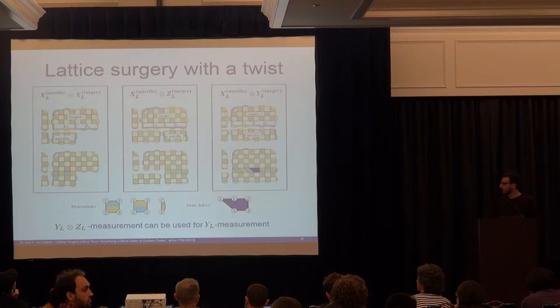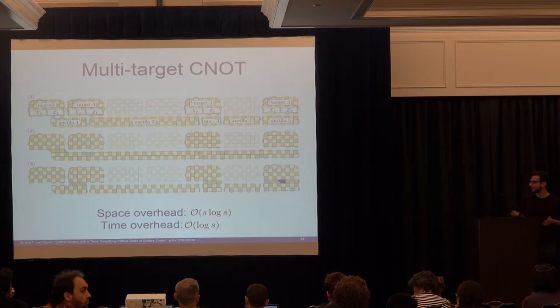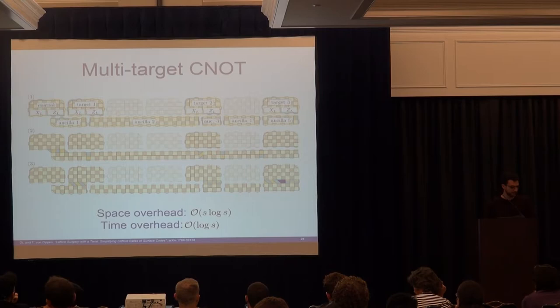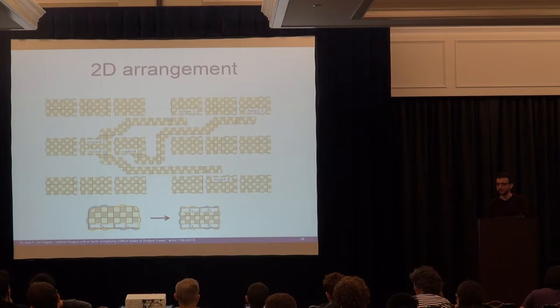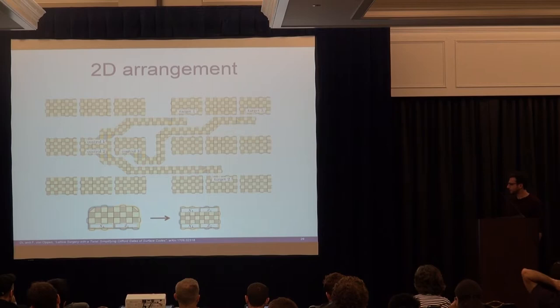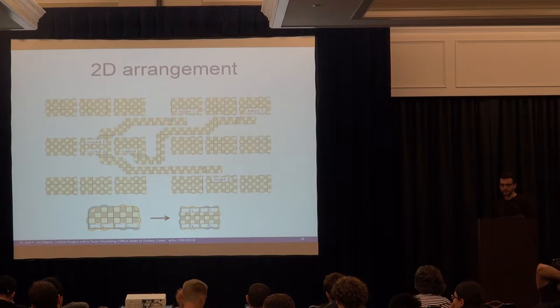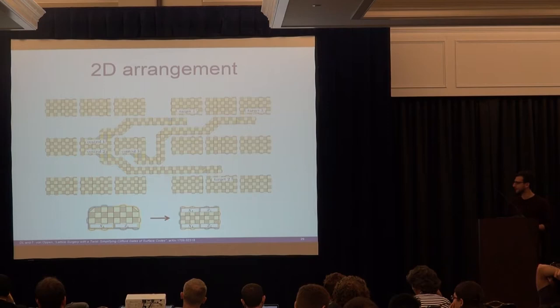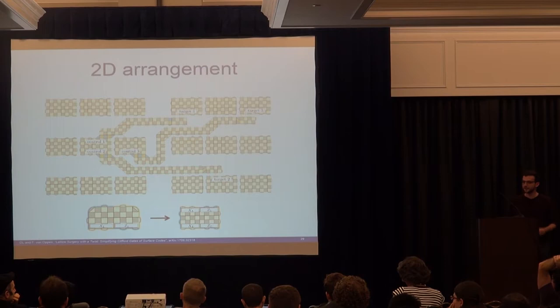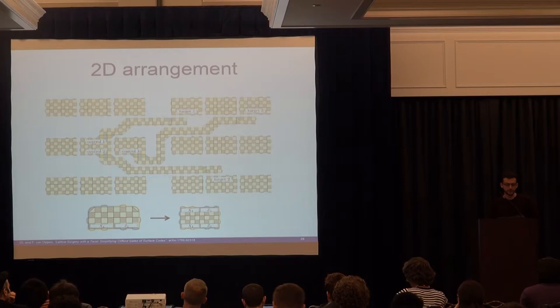This, of course, you can also use for multi-target CNOTs, with also log-time overhead and S log S space overhead. And you can also arrange the surface code qubits in 2D. So here I replaced these wide qubits by qubits that encode the information in a more compact way, because they encode two qubits using the same space. So again, I have blocks of six qubits, and I can initialize ancillas in between qubit blocks to get long-range CNOT gates, and I can do them in parallel too.